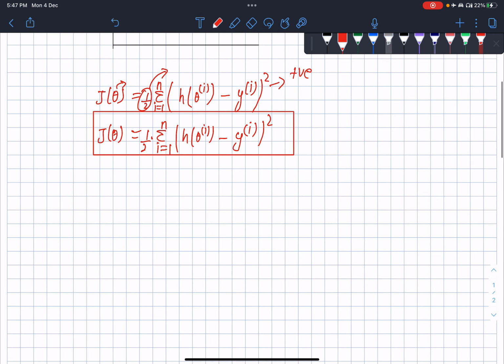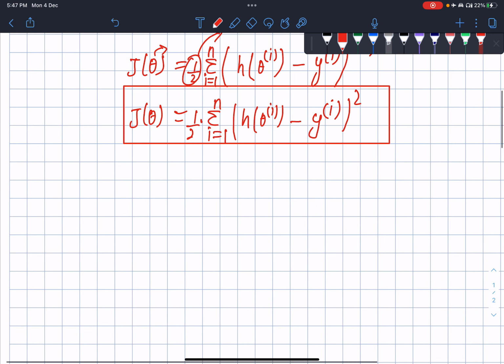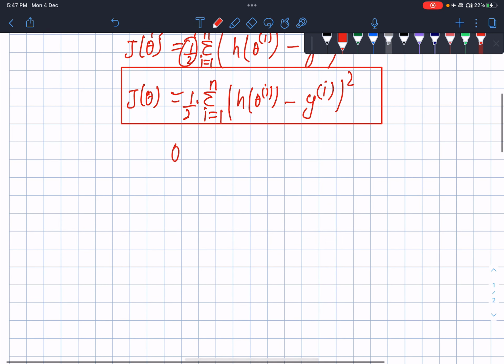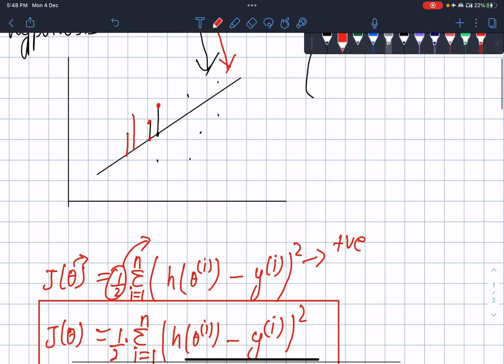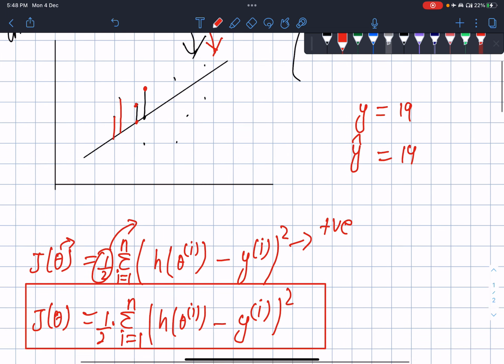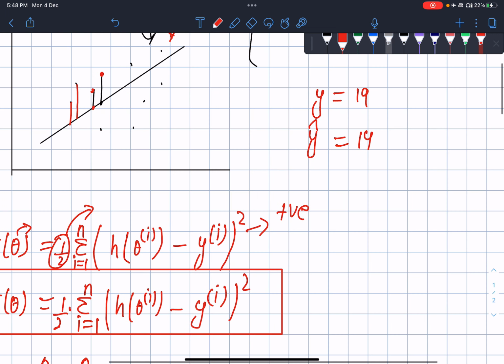Now we have to talk about this: for each value we have some theta. We need to find theta 0 and theta 1, but we don't know how to find them. We can't just give a number and say, yeah, this is the right number. No, we have to get an idea of how to find it. Let's suppose our y is 19, and the predicted value, y hat, we get is 14. Is it far away from 19? Yes, it is.